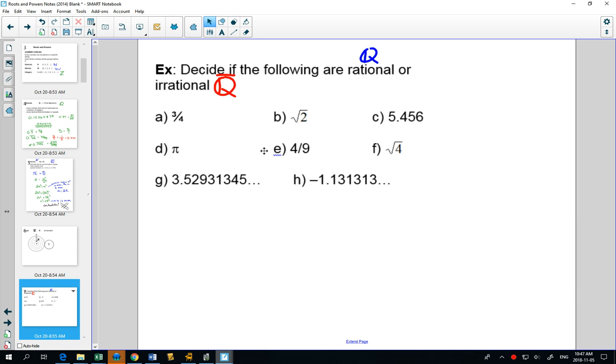How did you do? 3/4 rational. Root 2 irrational. That one is a decimal that terminates, so it's rational. Pi is irrational. 4/9 is a fraction. Square root of 4 is equal to 2, which is a rational number. This one has no pattern and continues forever. So based on that, we would say that it's irrational. This one does have a pattern that repeats itself. So based on that, we would say that one is rational.